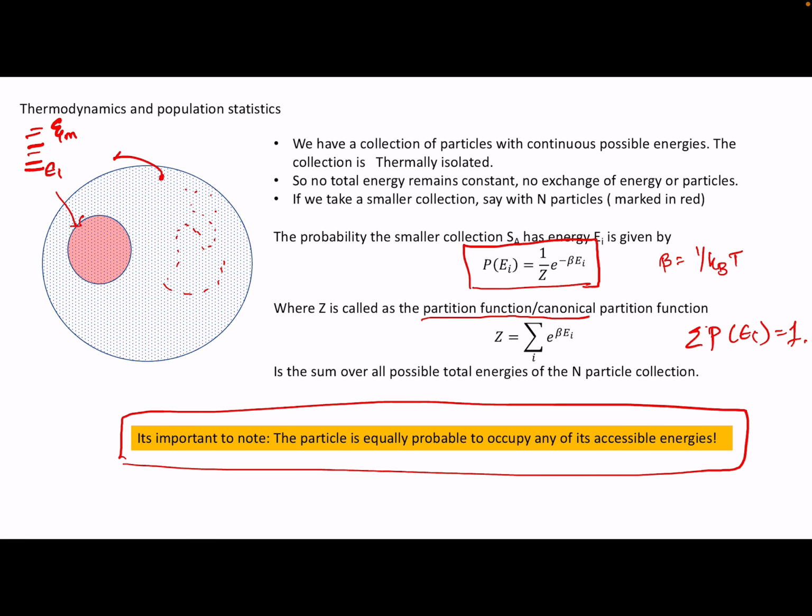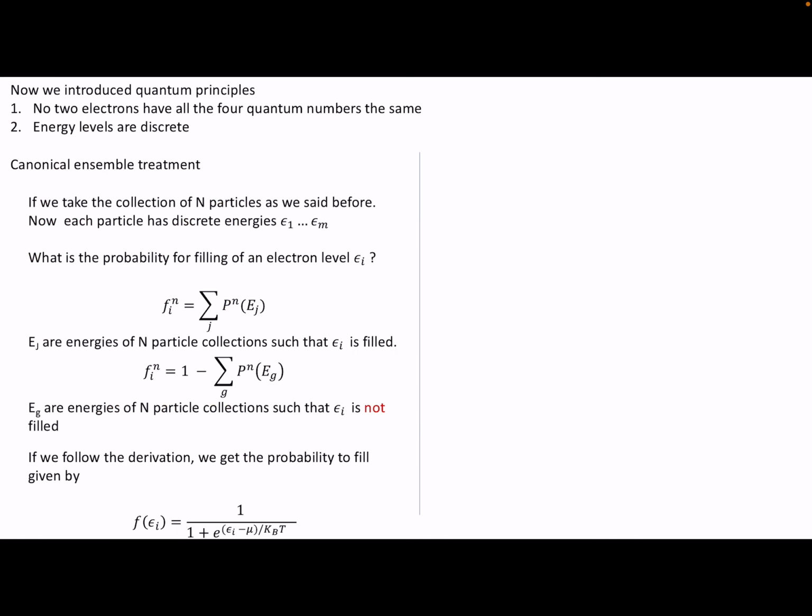In the previous derivation here, EI is continuous. So basically we were still talking about the classical description. What we mean is the collection of particles given in this red circle can take any available energy value. It does not have to leave out any energy value. It's a continuous distribution because we are still talking about classical particles. When we move to quantum particles, as we saw previously, the energy levels are discrete, right? Because the k values cannot take any value. We saw from the Born-von Karman boundary condition that k has discrete values, and based on this k, the energy values are discrete.